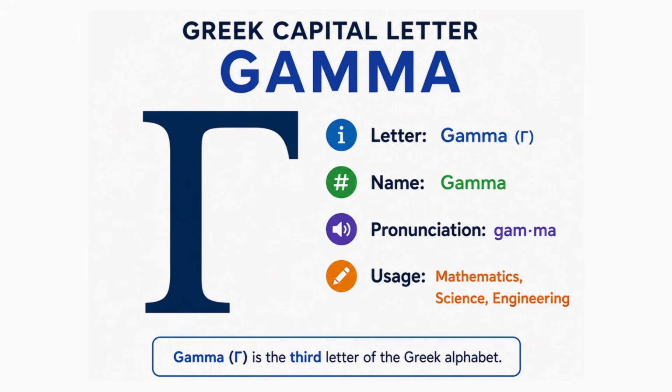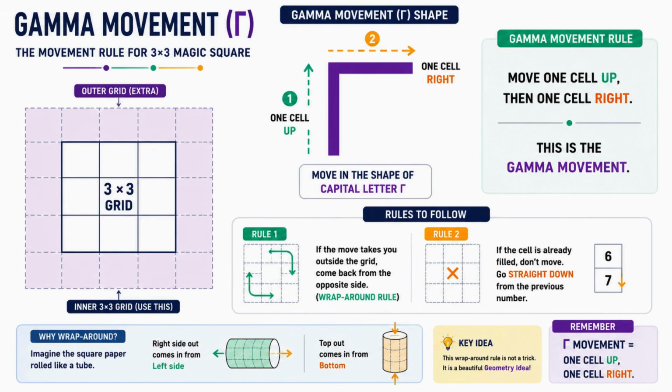The gamma move. Every new number follows the Greek capital letter gamma movement. That means move one cell up, then one cell right. Notice, this is not a diagonal move. It's two separate moves, first up, then right. Every new number follows this same pattern.